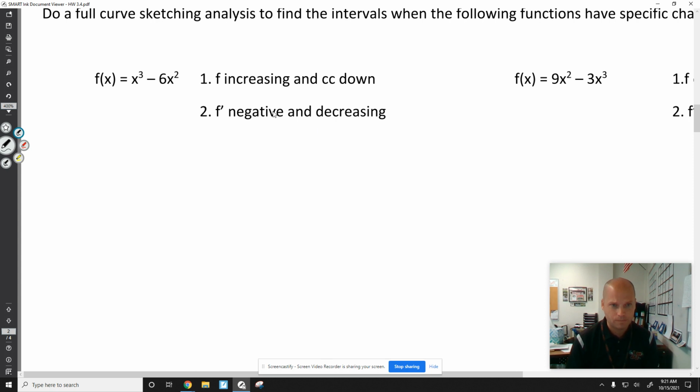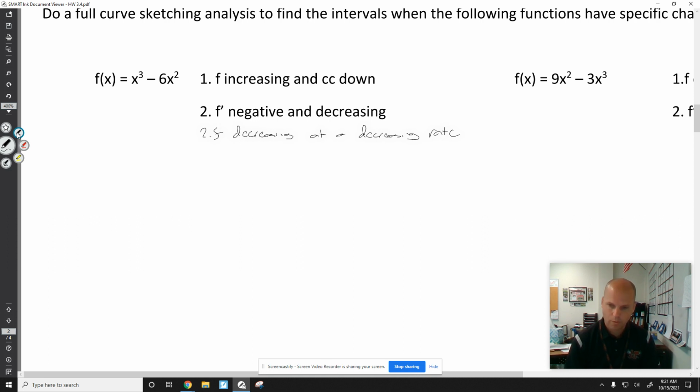Very important, number 2. This is the same as F decreasing at a decreasing rate. This is the same, okay? F decreasing, F prime is negative. F prime is decreasing. F prime going down, F double prime is negative.